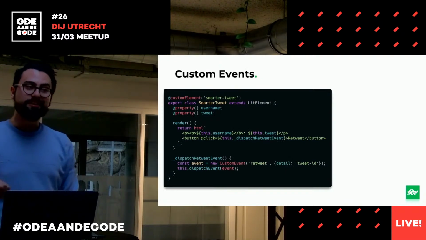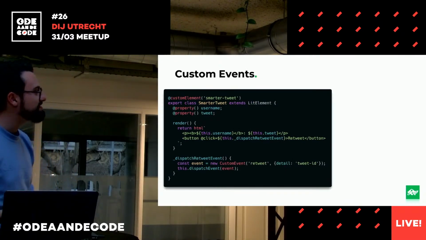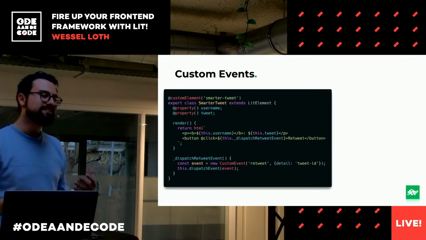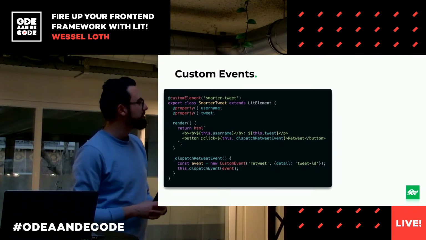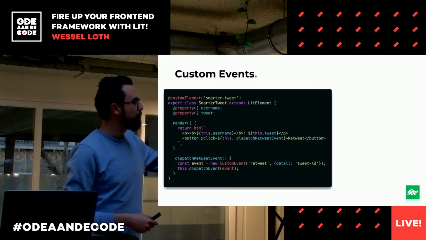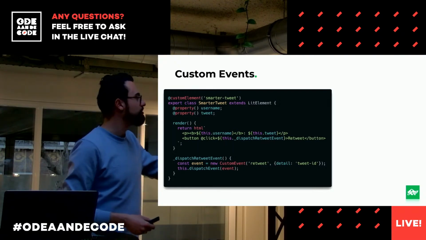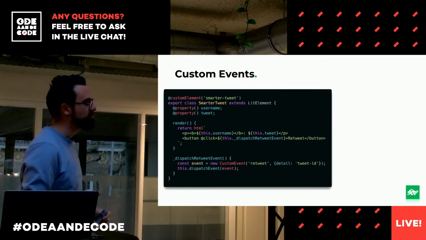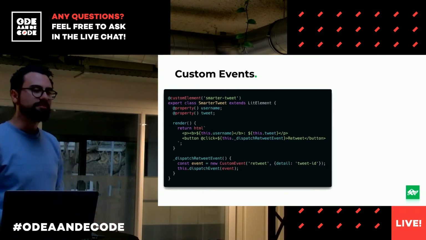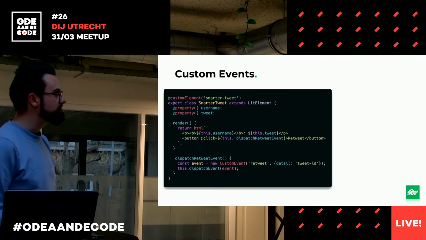But it gets exciting when you're, of course, using custom events. So here I have the same tweet example as before, but I've extended it a little bit to have a retweet button. So there's still the same property definitions. You have a username, you have a tweet, you have the render function, but now it also renders a button with a click handler that, if you want to retweet stuff, you can execute some logic.